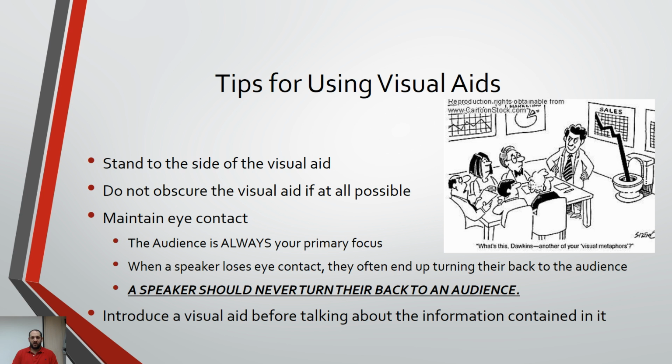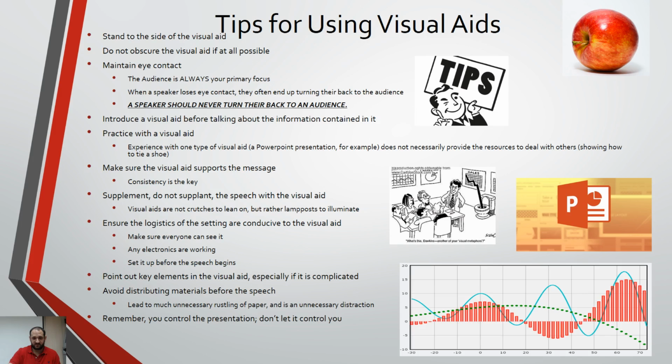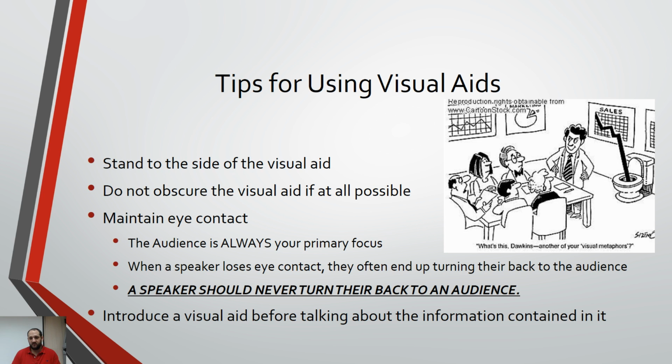Now, if you look at the photo, it's much larger. You can see it. It's the same as in this slide right here. The font may be a little small, but if anybody can't read it, it says, "What's this, Dawkins? Another of your visual metaphors." This is a way that you can get around small font in some of your presentation materials.